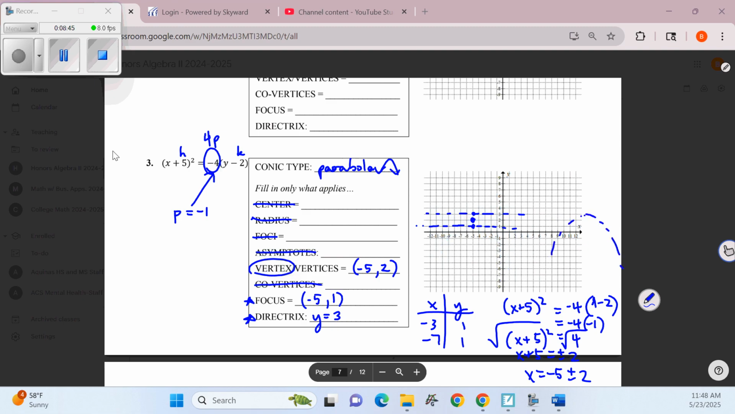So now we can actually remove this and figure out how narrow or wide this parabola should be. So negative 3, 1 and negative 7, 1. Now we know definitively.